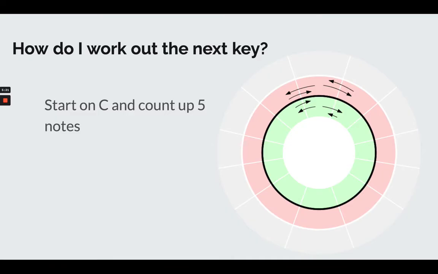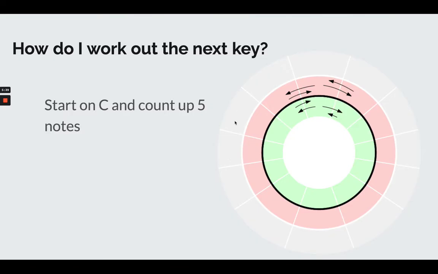Now I took away the flats earlier, now I can just put them back in. So we were going from B flat and we got to E, so I just need to flatten that. So we have E flat. Let's go over those again just to make sure it's clear.